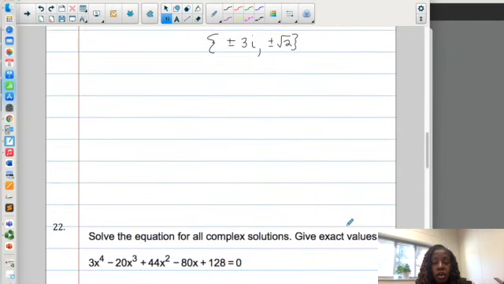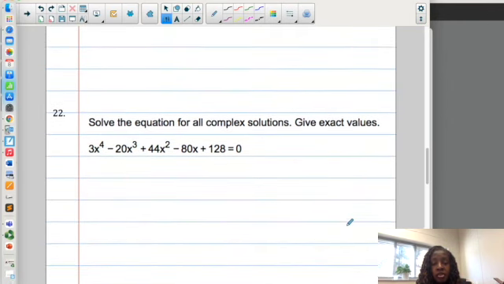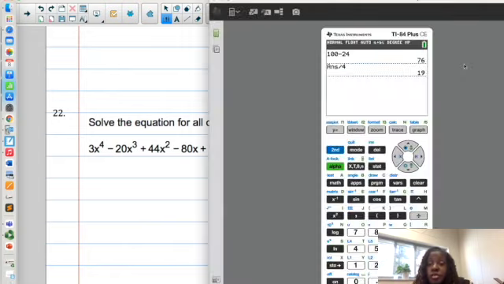Solve the equation for all complex solutions. Give exact values. Oh my goodness, this is the one that I was alluding to. You see how long this thing is? Now, we will be given several parts to this question. You know what the first part would be? List all the potential rational roots. But they didn't ask us that. They just said find all the solutions. So, since they didn't ask us, I'm not going to do anything extra.